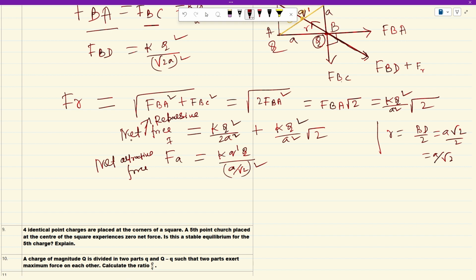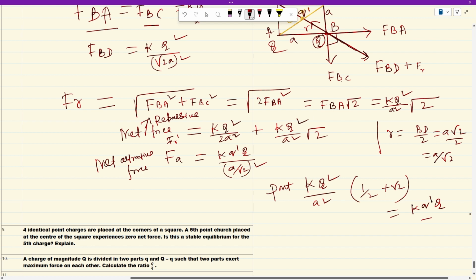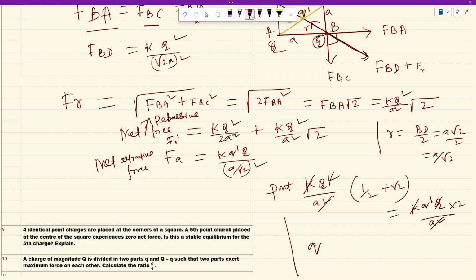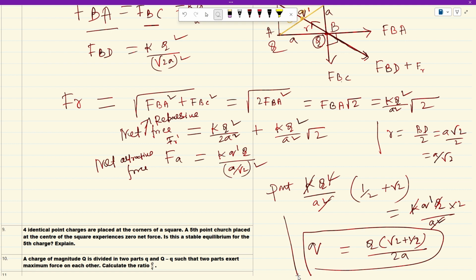Net repulsive force FR dash, and this, put this repulsive force, KQ square by A square as common, 1 by 2 plus root 2 equal to KQ dash Q by A square into 2. So A square gets cancelled, KK gets cancelled, QQ gets cancelled. The value of Q dash is coming here: Q into root 2 plus half by 2A. This is going to be the answer. Alright. So that charge is negative. This you must keep in your mind. Okay.